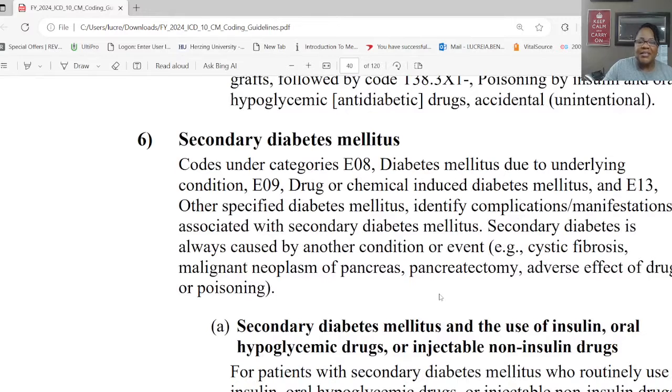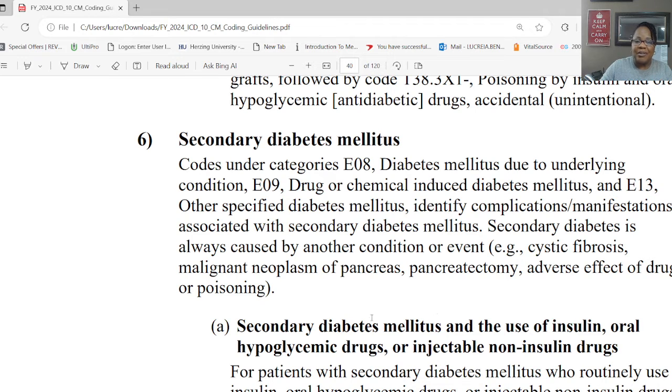Now we can go to 6, secondary diabetes. Now remember I said type 1, your pancreas is not producing insulin, therefore your body has to take insulin. Type 2, your body is producing very little or not enough, and therefore your body needs oral medications or special diets, etc., to help.